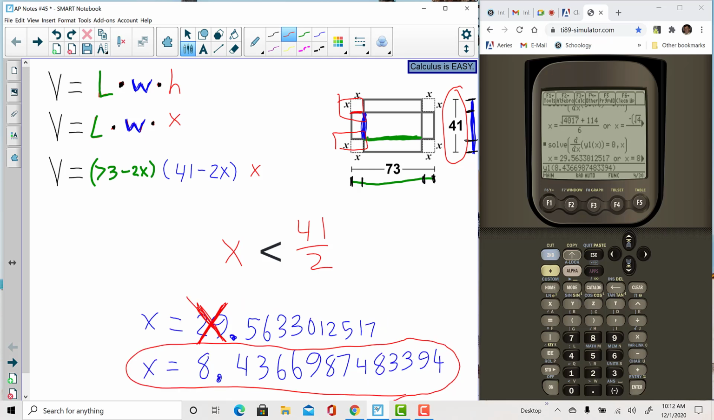Okay, I want to point out that I did type in the entire number, every single decimal of accuracy that I possibly could type in. And that's because if I use a rounded number and make more calculations, I'm going to have an error. We call that round off error. Okay, so the maximum volume would be 11,424.5069173. And that would occur if we cut out squares from each corner that are approximately 8.436 inches.